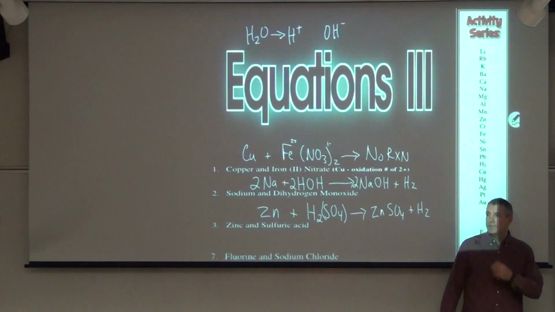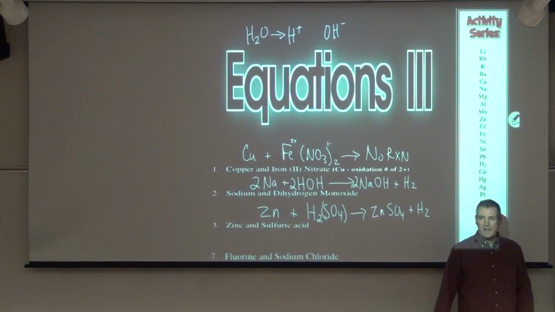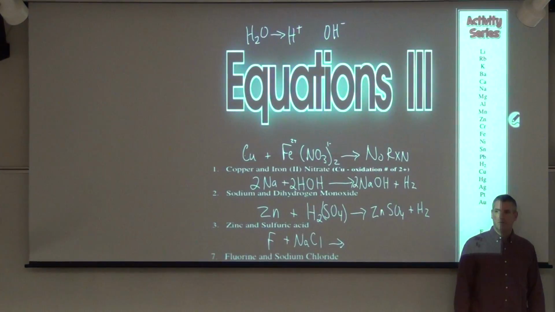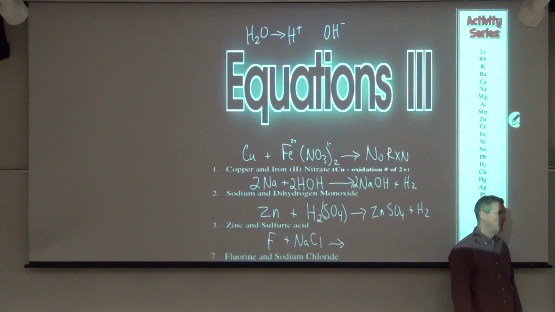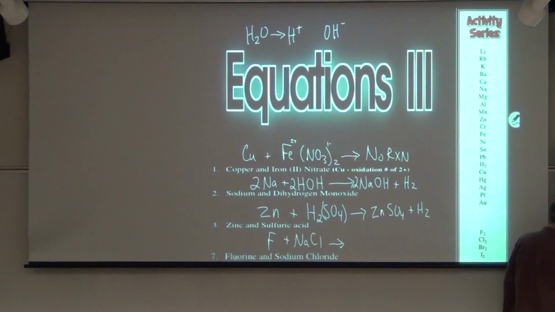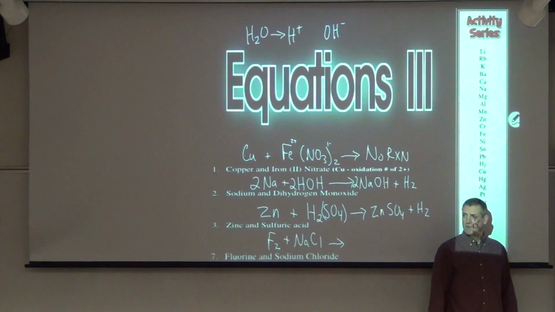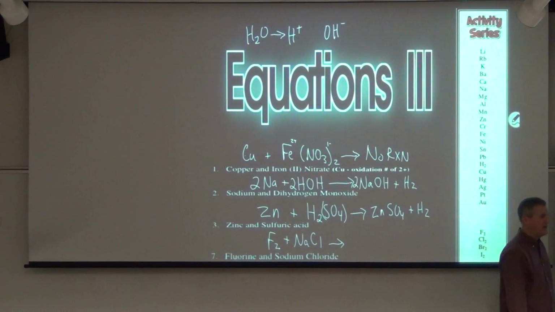All right, our last one here is fluorine and sodium chloride. Fluorine plus NaCl. So far, so good? No. Fluorine is diatomic when it's by itself, so we've got F2 plus NaCl. We come over here and look at the relative activity of those two. Fluorine is above chlorine, so chlorine's getting the boot.